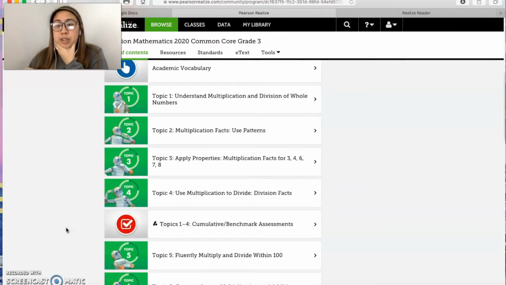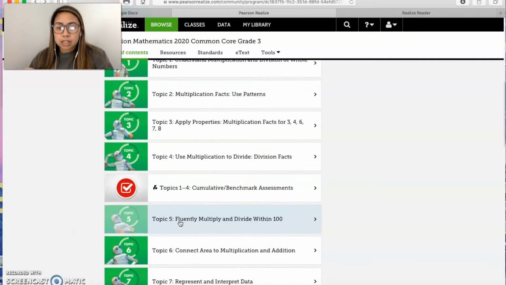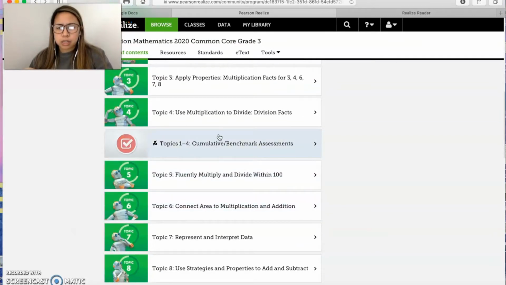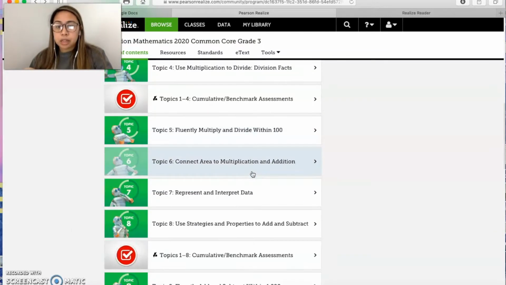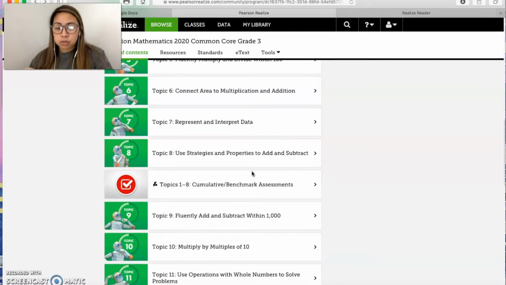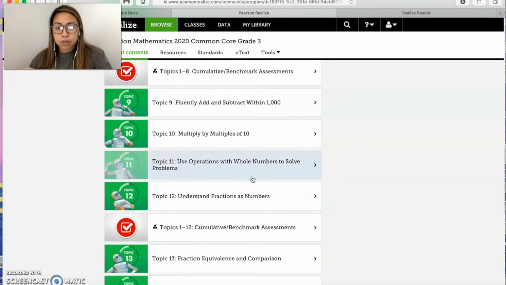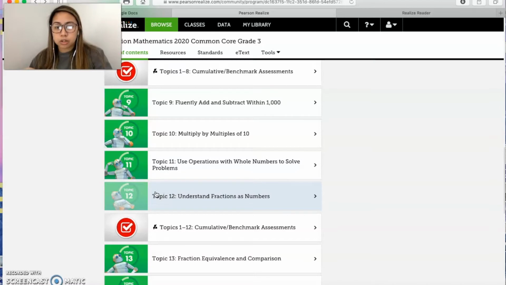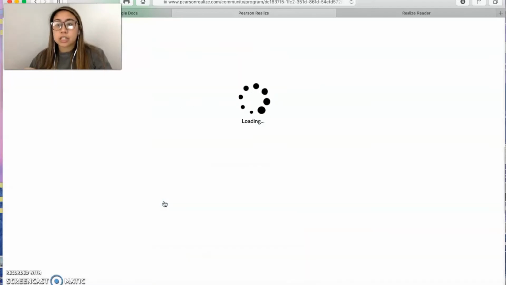Today we are going to start another new topic of math. I know we're moving kind of fast, but I just want to make sure that I touch on fractions before you move on to fourth grade. Our last topic last week was about area, so we are going to move on to topic 12. You should be in your new big math book. Your topic is topic 12, understand fractions as numbers.